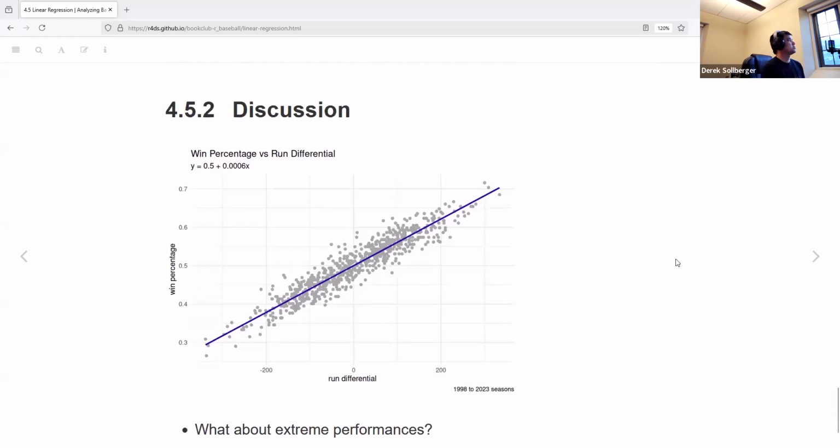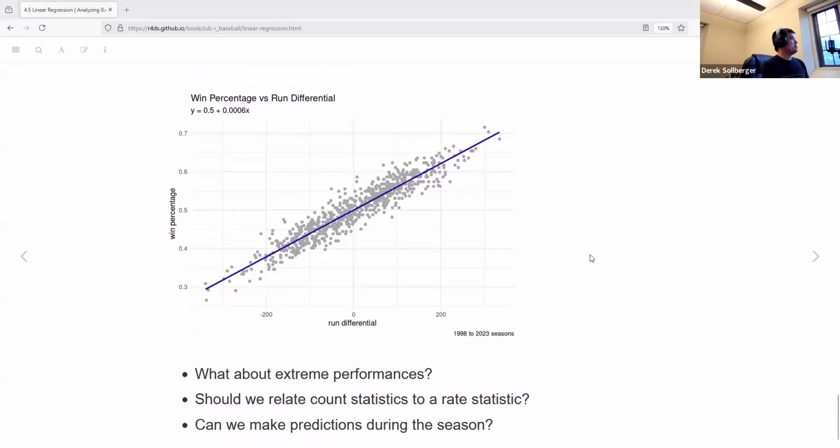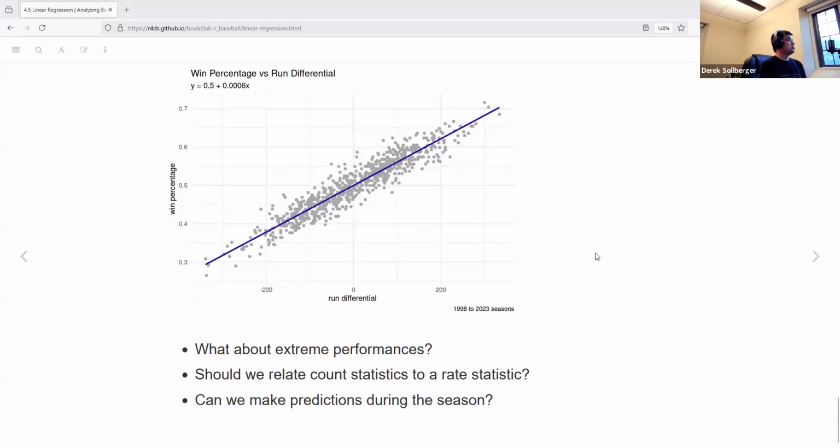So far, it looks pretty promising. We had a relationship, or sorry, I keep saying relationship. I just want to be careful. Correlation's not causation. We have this exposition of win percentage versus run differential that had a very high correlation. And we looked at it through the linear regression model and also verified that the residuals are behaving as we think they should be. But there may be some flaws in such an analysis.